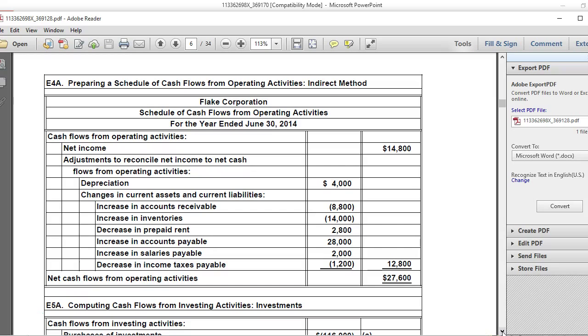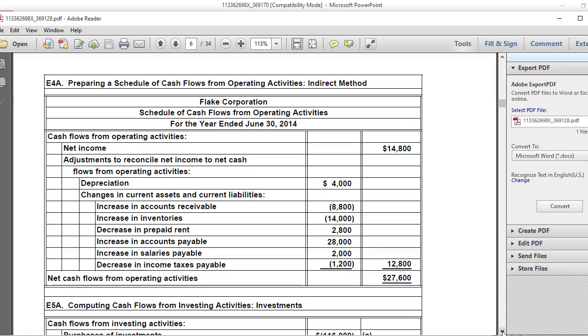So our increase in accounts payable, we add. Our increase in salaries payable will add. And our decrease in income taxes payable will subtract, to where our net cash flows from operating activities as of June 30th is $27,600. Okay?